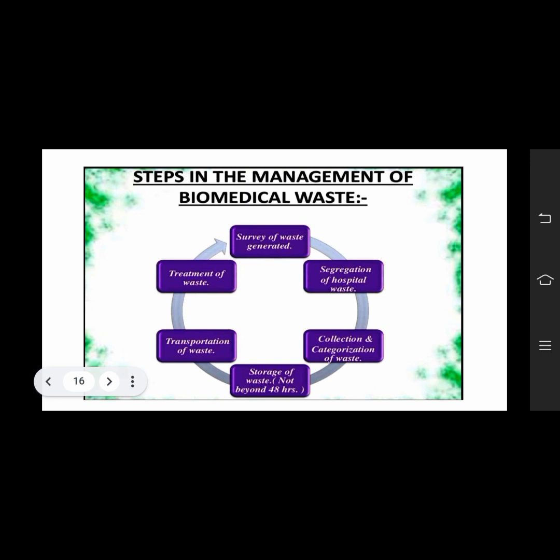So firstly, we're going to survey the waste. Survey means we're going to see what type of waste. Then segregation means to put it in different bins, different colored bins. Then we have to collect. Then after that we have to store it properly, not more than 48 hours. We have to store properly, not to litter around.